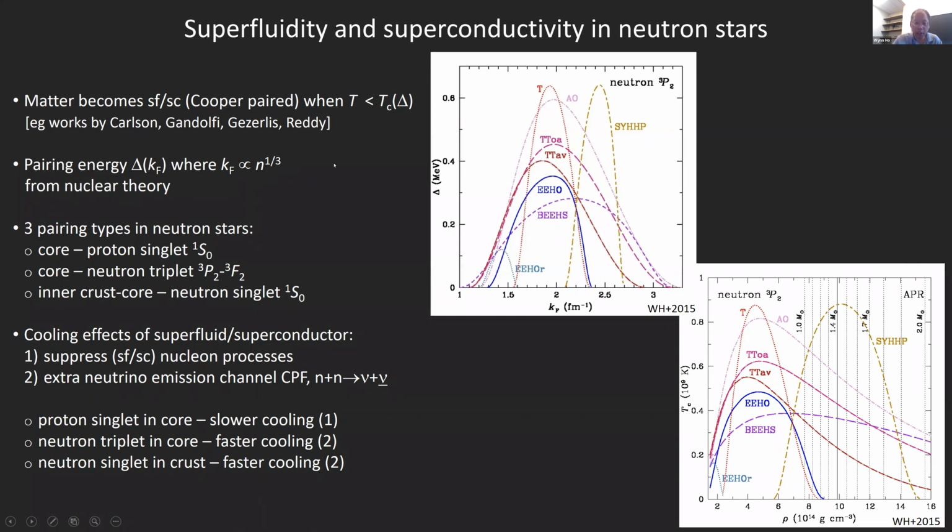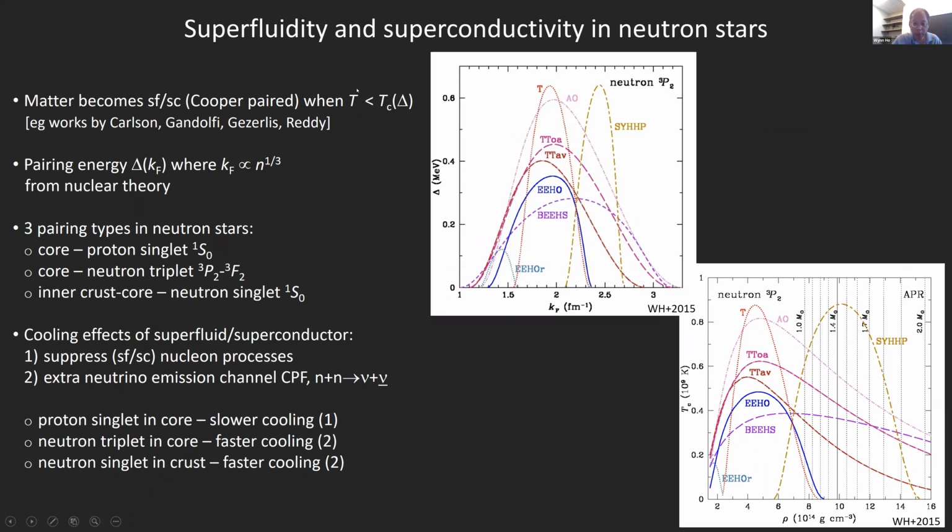In neutron stars, instead of electrons, it's the nucleons that become paired. The protons become paired and they become a superconductor. The neutrons can also become paired, but since they don't carry electrical charge, they're not conducting, they're what's called a superfluid. So you can just think of a superfluid as the neutron analog of a proton superconductor.